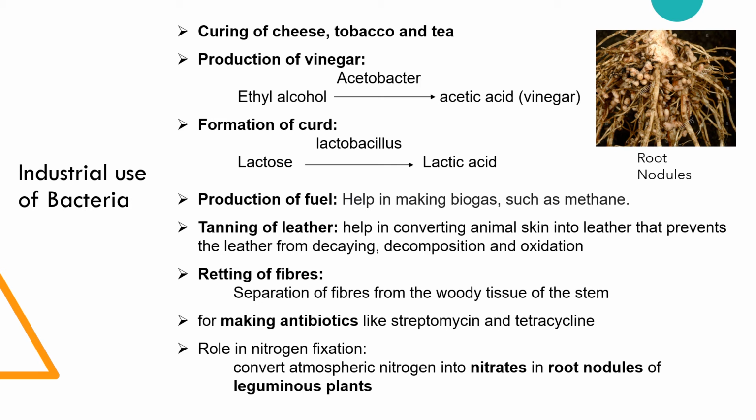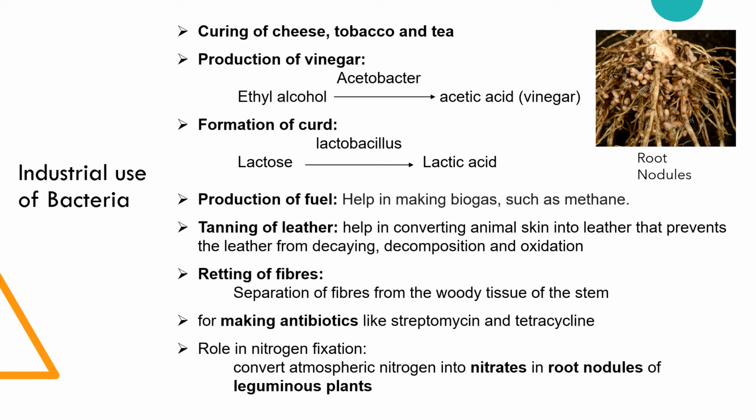Formation of curd. Bacteria named Lactobacillus promotes curd formation by converting the lactose of the milk into lactic acid. Production of fuel. The solid waste of cattle is converted into methane, an inflammable gas and a valuable fuel. Tanning of leather. Tanning is a process of converting animal skin into leather that prevents the leather from decaying, decomposition, and oxidation. Retting of fibers. Retting is a process which facilitates separation of fibers from the woody tissue of the stem.